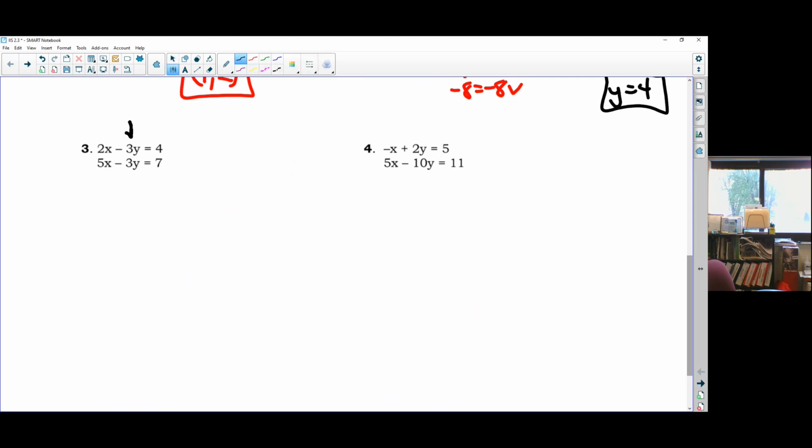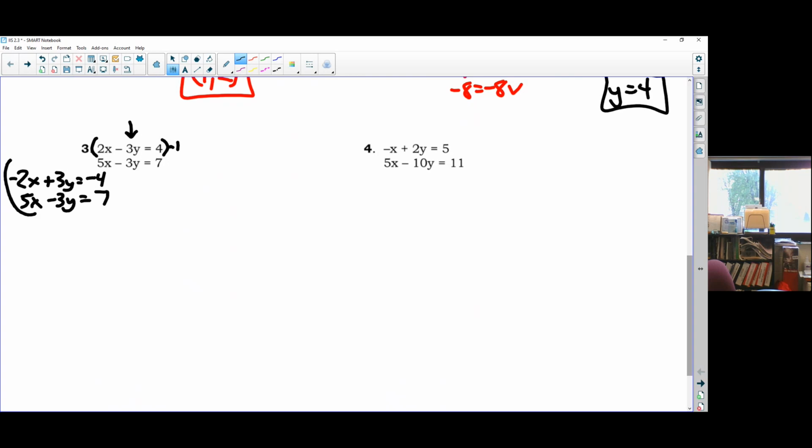My y values are the same. They're both negative 3. So I'll multiply this one this time just to show you. It doesn't matter which one you do. If I multiply every term by negative 1, this is going to be negative 2x plus 3y equals negative 4. Now when I put the other ones, I just copied the same equation.